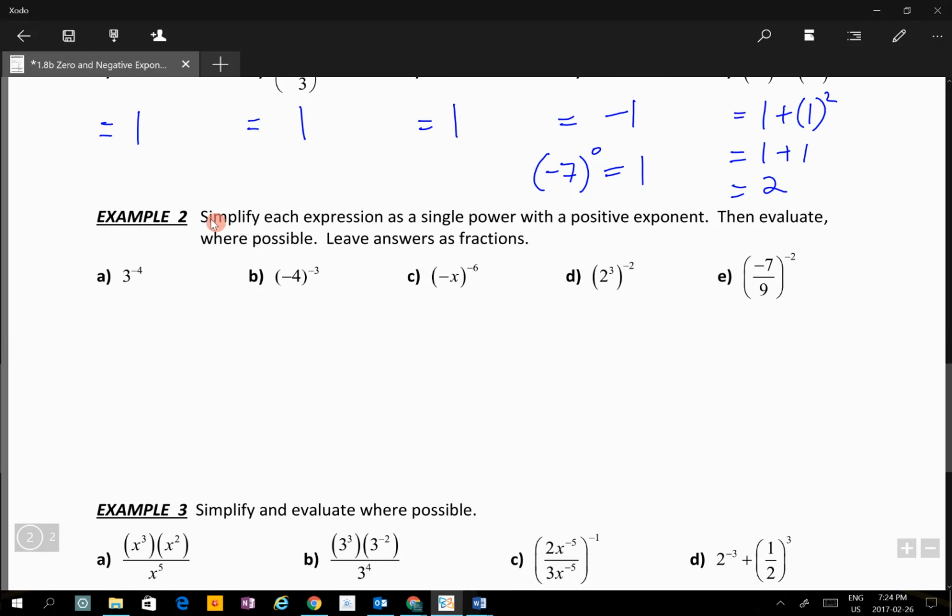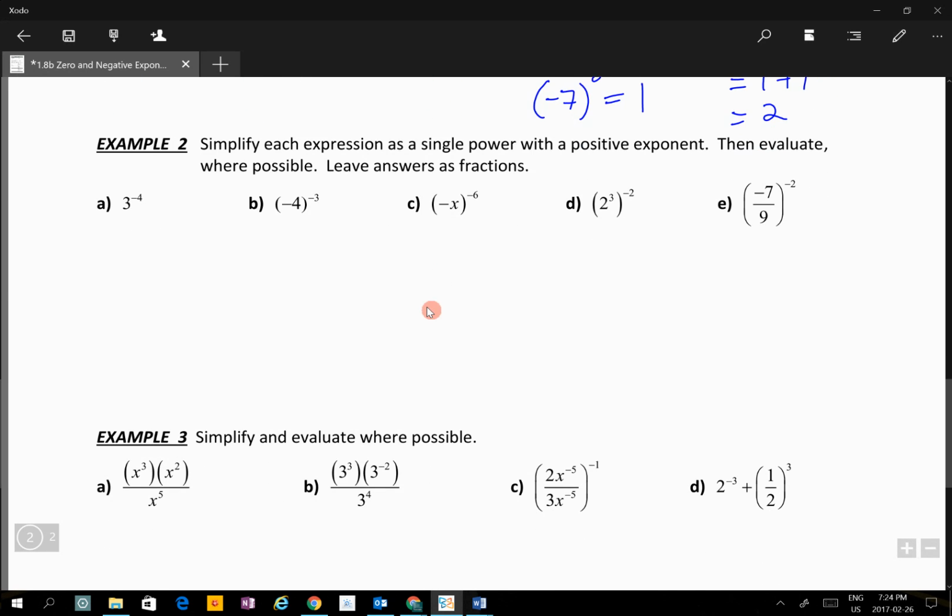Okay, negative exponents. Simplify each expression as a single power with a positive exponent. Then evaluate, where possible. Leave answers as fractions. I'm going to answer these questions using my negative exponent rule.